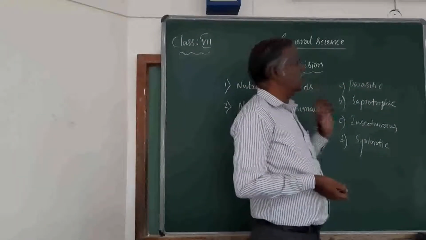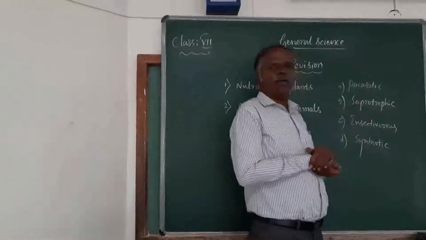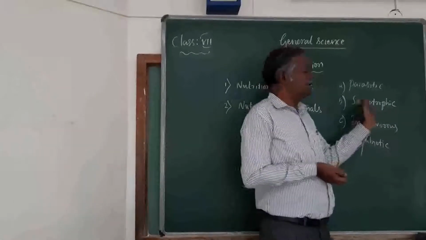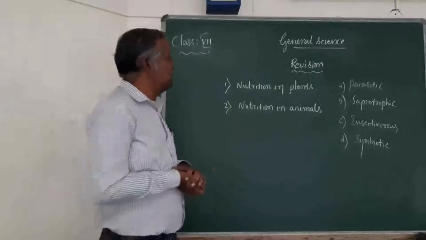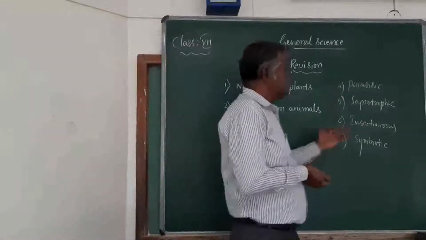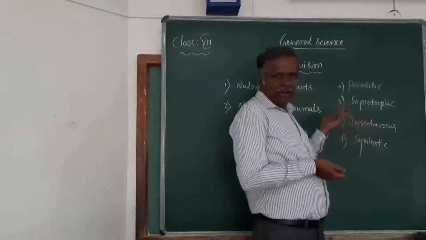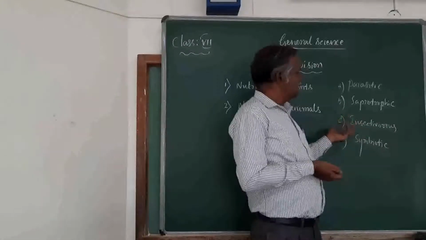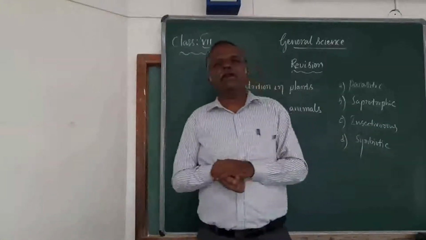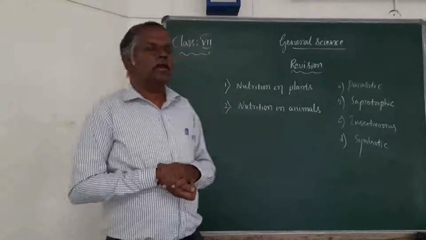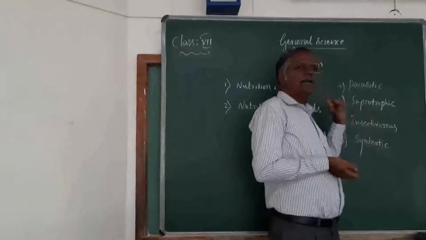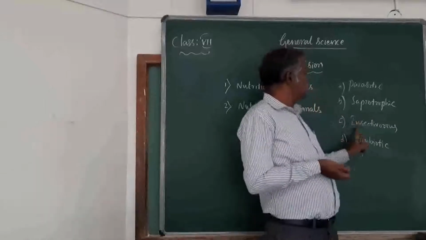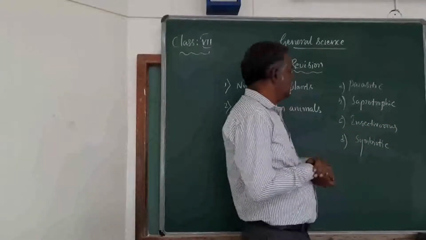Here parasitic means they depend on others for their food. Example, Cuscuta, that you already learned. Saprotrophic mode of nutrition, they derive nutrients from dead and decaying matter. That you already learned. That is mushroom. Insectivorous means they trap insects because the soil is not rich in nitrogenous content. In order to get the nitrogenous content, they trap the insects. So that is why those plants are called insectivorous plants.